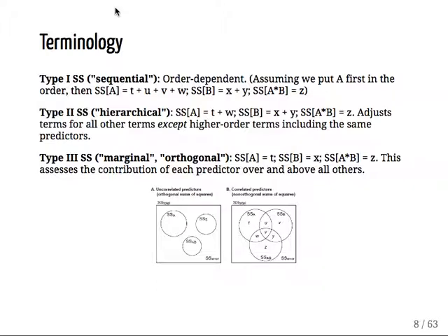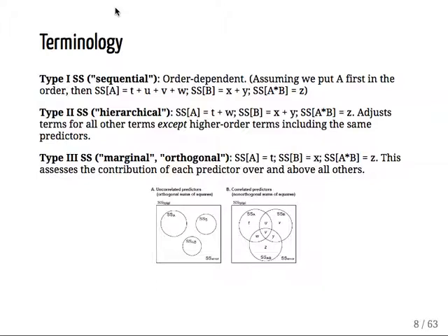These two, and then as a final thing, putting in Z. So it adjusts for the terms for all other terms except the higher order terms, including the same predictors. So again, it usually helps to draw out all these Venn diagrams to see what happens when you do different sums of squares. And the most commonly used one, because it's the most conservative one, and it's also the one which is the default in SPSS, and most likely you'll encounter this.